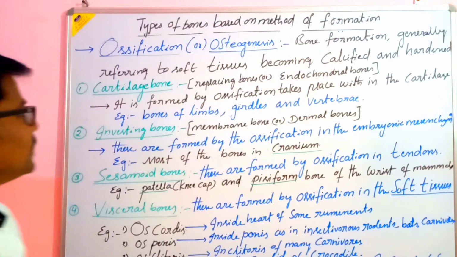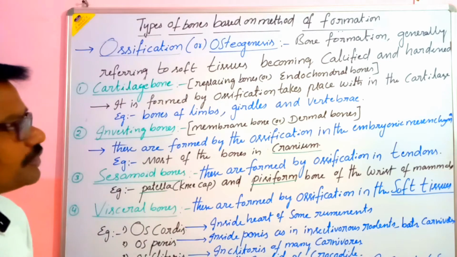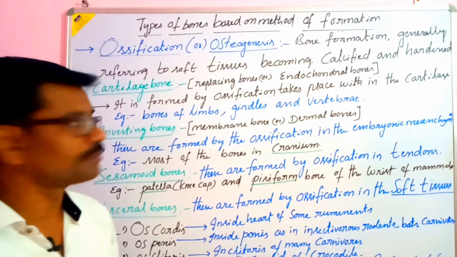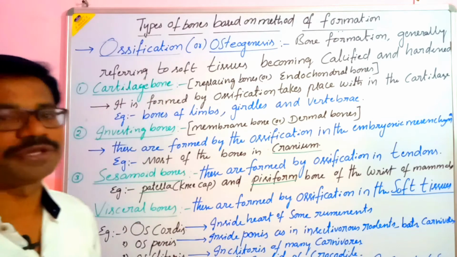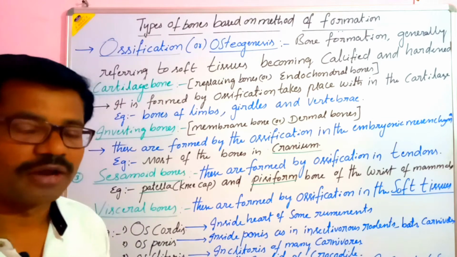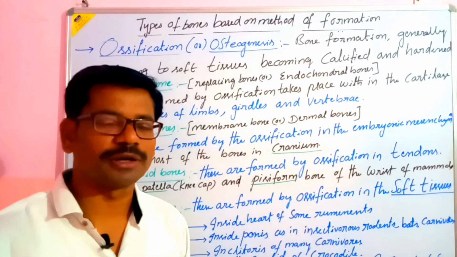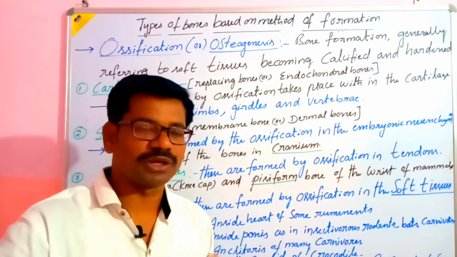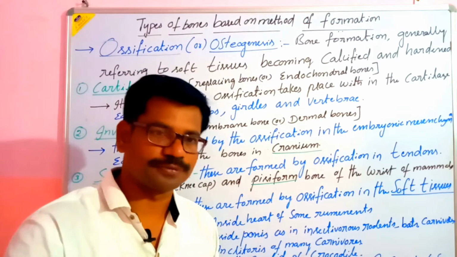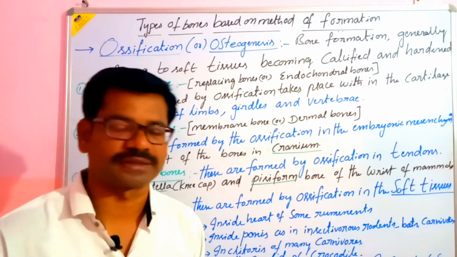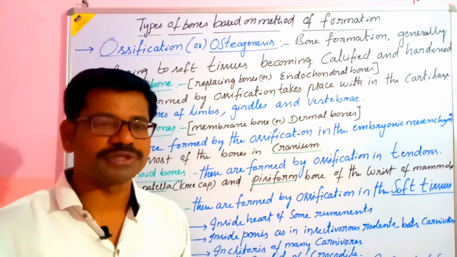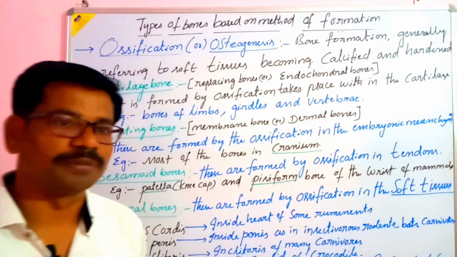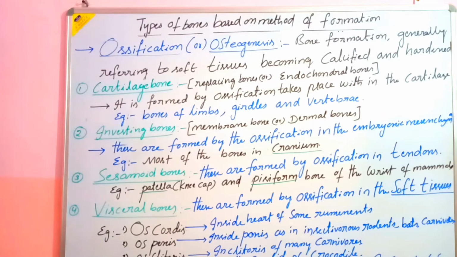Bone formation generally refers to soft tissues becoming calcified and hardened. That means bone formation generally refers to the soft tissues. When we are in the embryonic stage, our internal visceral organs are all made up of soft tissues. Slowly, osteogenic cells help to form the osteoblast. Osteoblast helps to form the osteocytes as well as the matrix. In the matrix, due to deposition of minerals, which we can call mineralization, bone will be formed.